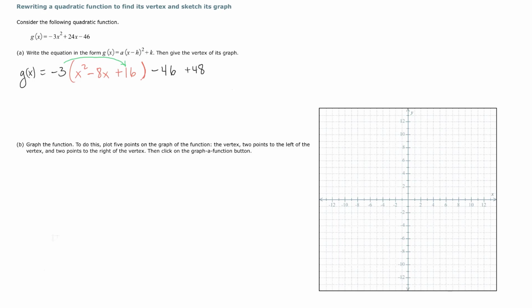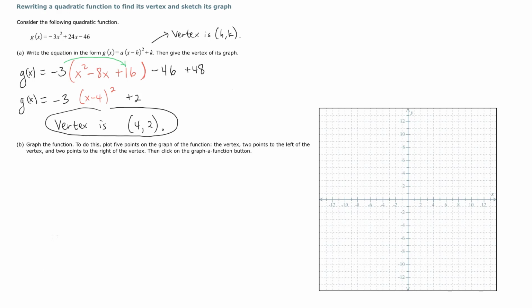Now notice g of x is now equivalent to the g of x that was given. G of x is now equal to -3 times the quantity x minus 4 squared plus 2. And we know the vertex. The vertex is 4, 2. Because we know that the vertex is h, k. So we got one ordered pair from the parabola.